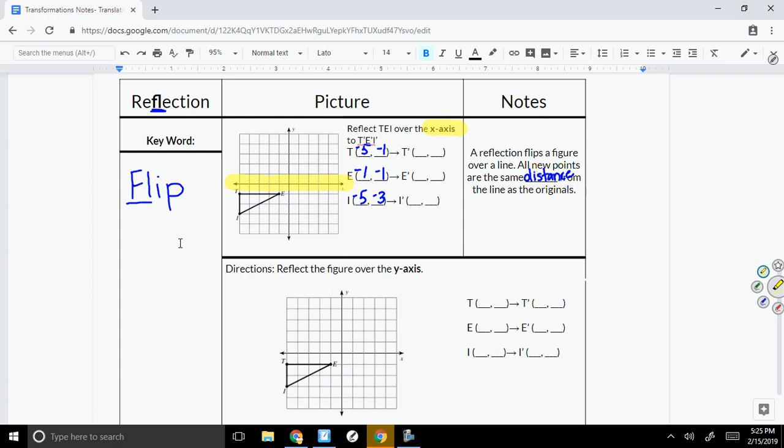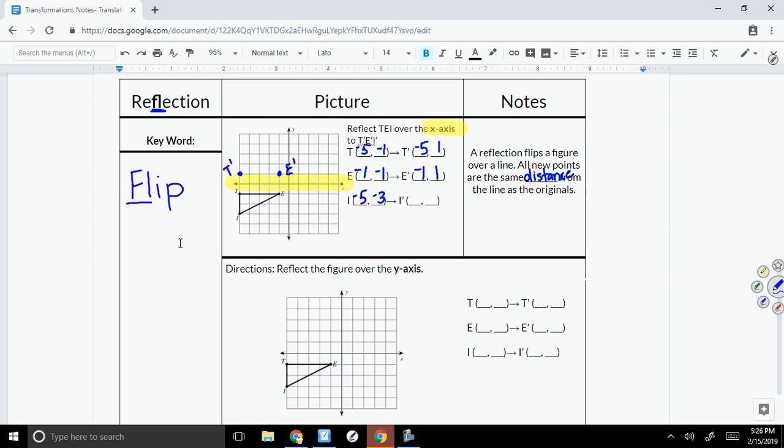So since my shape is going to flip across the x-axis, let's take a look at T first. Right now, T is exactly 1 square below the line. So when I make T prime, it's going to be 1 square above the line that I just highlighted. The new coordinates for T prime are (-5, +1) now, because it went into the positive y values. Looking at E, again, 1 space away from the line, so my new point is also going to be 1 space away from the line. And E prime is at (-1, +1).